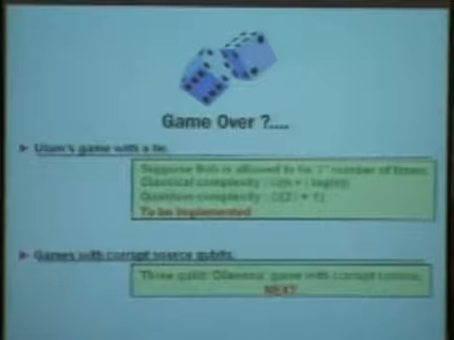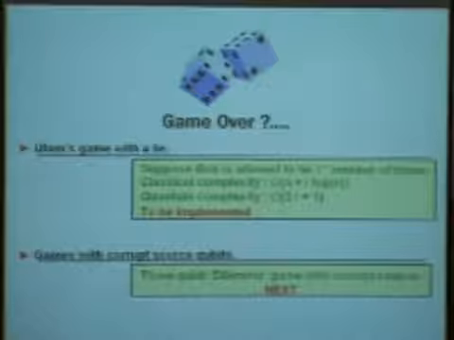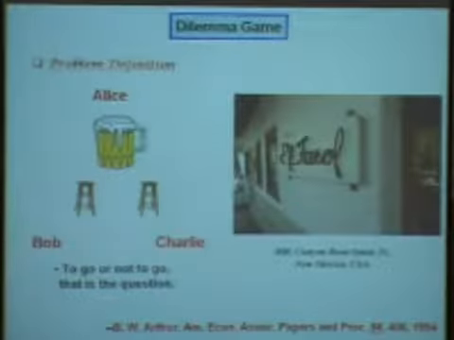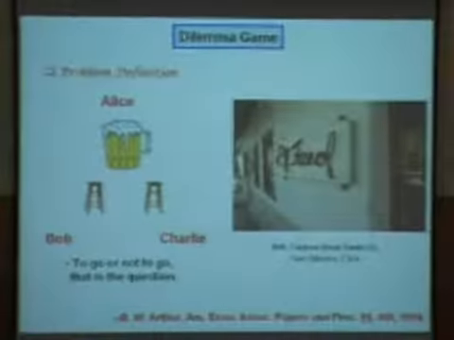The classical complexity again goes up, even the quantum complexity goes up, but not as fast. We have not yet implemented this. We are still working on it. We need a large number of qubits for doing this. Well, the games with corrupt source qubits, the 3-qubit dilemma game with corrupt source, is what I am going to show you next.